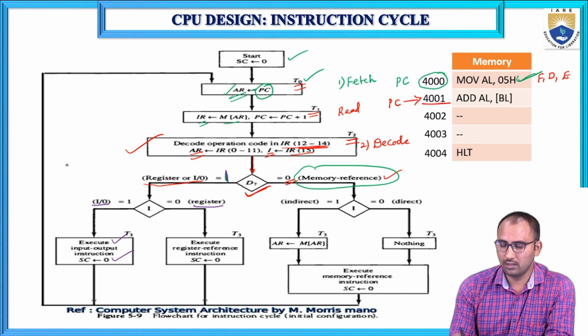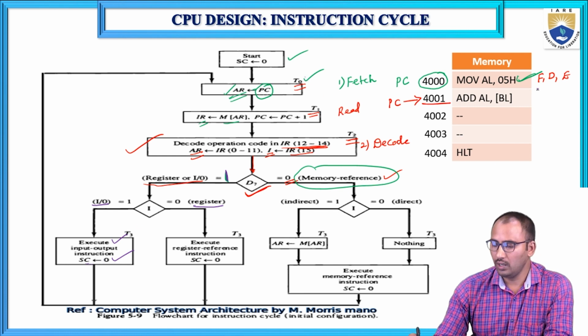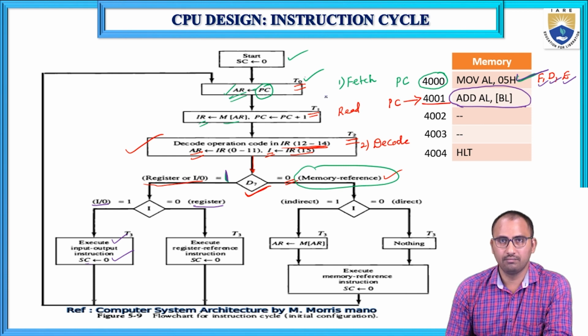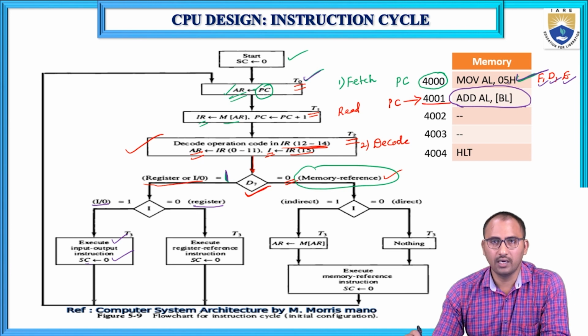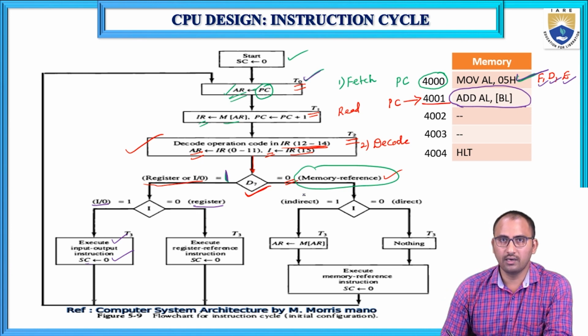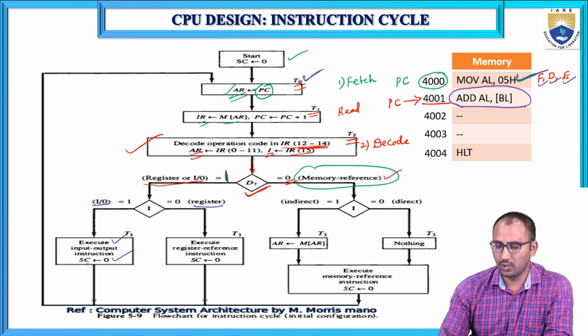During T0, with the sequence counter at 0, the next instruction will be fetched. Here, the first instruction is fetched, decoded and executed. What is the next instruction? ADD AL, BL. This instruction will be fetched from the memory during T0. Like that, every instruction has to undergo these different timing signals: T0, T1, T2 and T3. During T3, it will be executed.